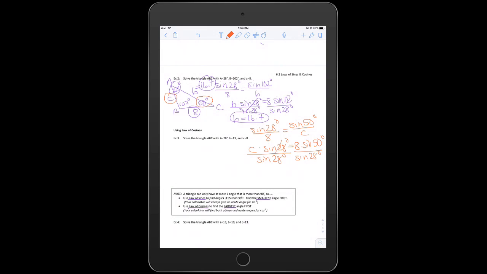And again, make sure you understand how to punch this into your calculator. So 8 times the sine of 50 divided by the sine of 28 should come out to be 13.05, but 13.1 if I round to the nearest tenth. So that's my value of c. So I found all the missing sides and all the missing angles. I've just solved the triangle.